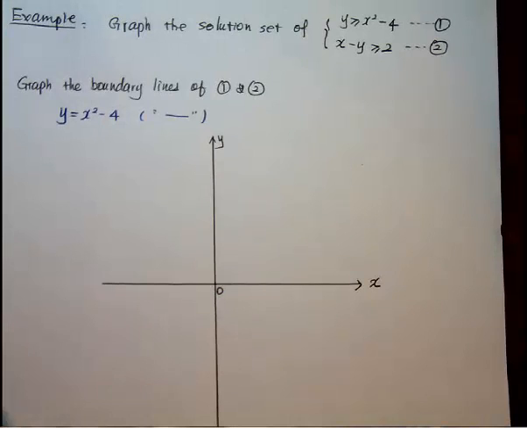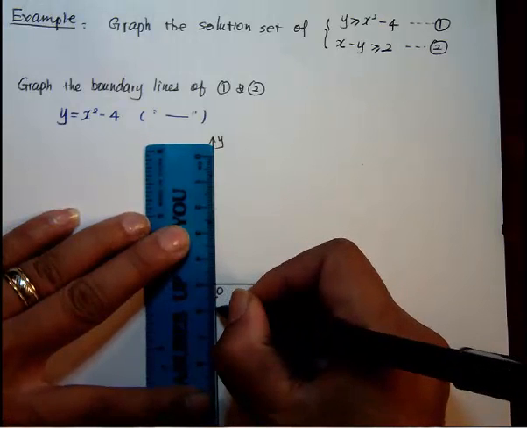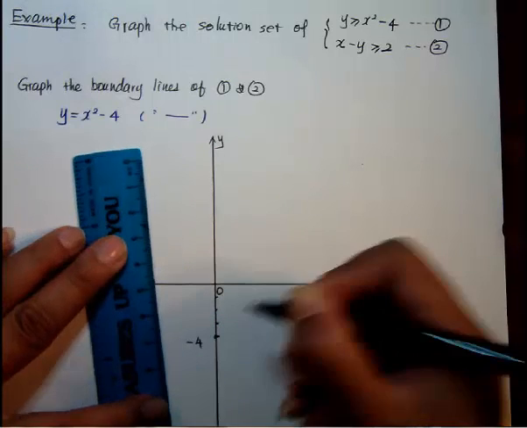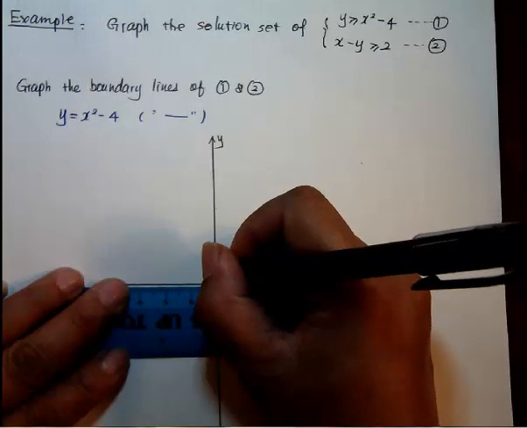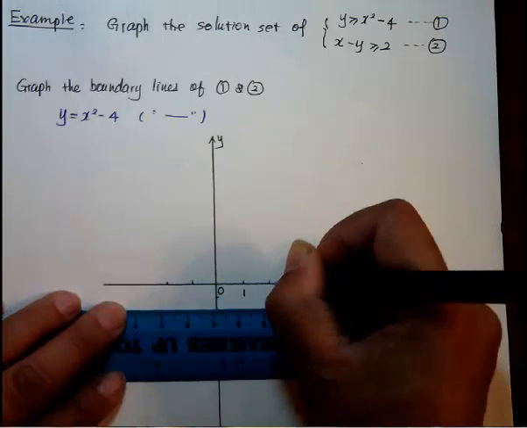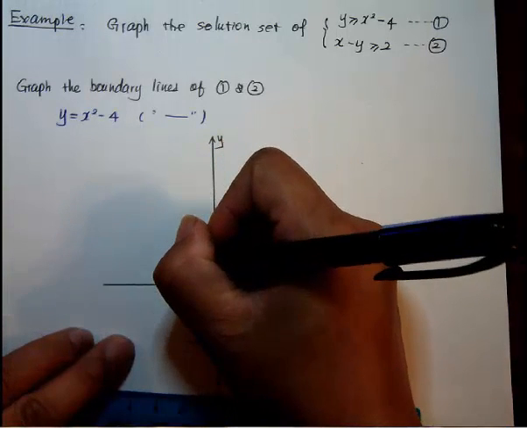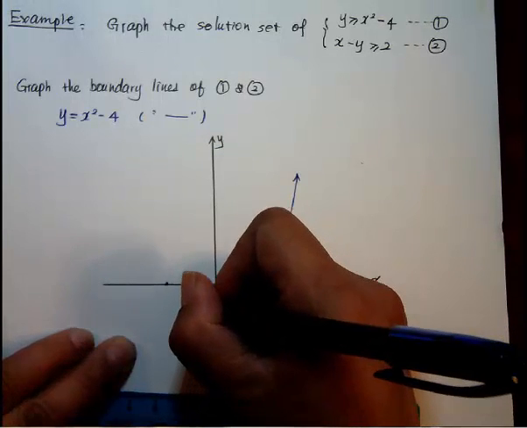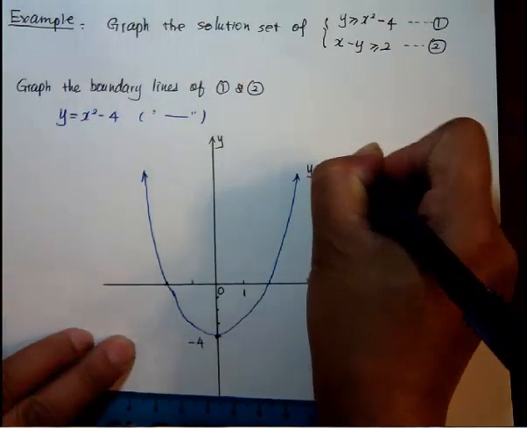Okay. So it's a quadratic equation, so it's a parabola open upward with the vertex located at -4. And if y equals 0, x will be positive -2. So you have these 2 points. Okay, again, it's a solid line, parabola open upward. Okay, this is y equals x squared minus 4.